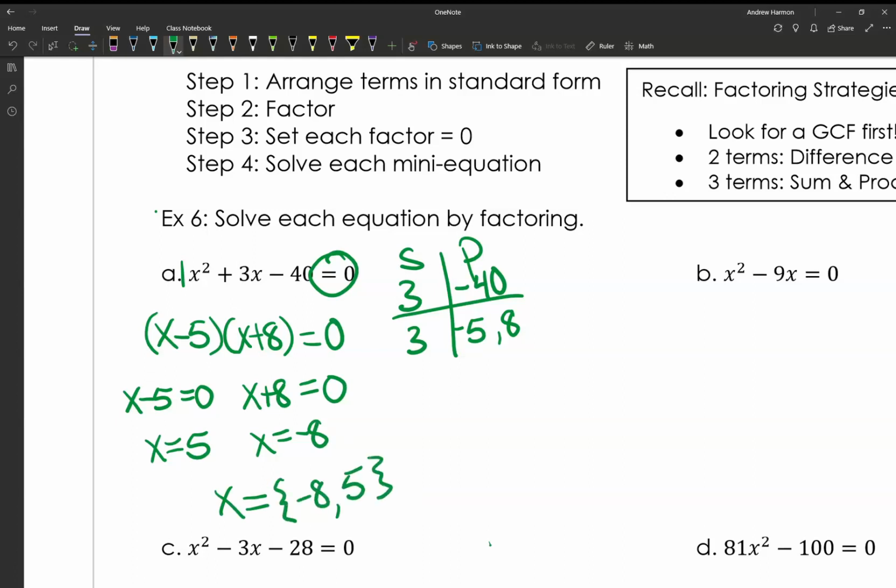Now you don't have to write it like this. I just think it's a nice, neat way to write a final solution.